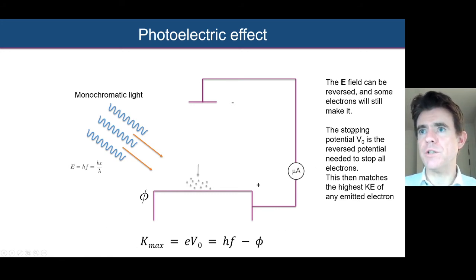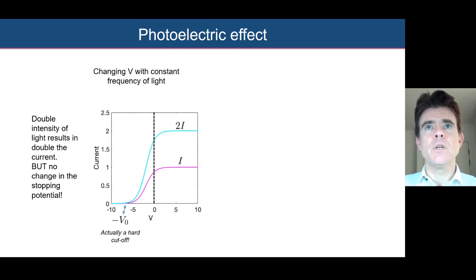So I've just clarified on the slide here, the stopping potential V0 is the reverse potential needed to stop all the electrons. And we need that to match the highest kinetic energy of any emitted electron to completely stop all the current flow. Right, so a bit more detail then. So you'll recognize this kind of curve from an earlier slide where we've looked at the photoelectric current on this y-axis here, and then we've got the applied potential on the x-axis here. When there's no applied potential, we do get current flow. And now to point out what happens if we increase the intensity of the light.